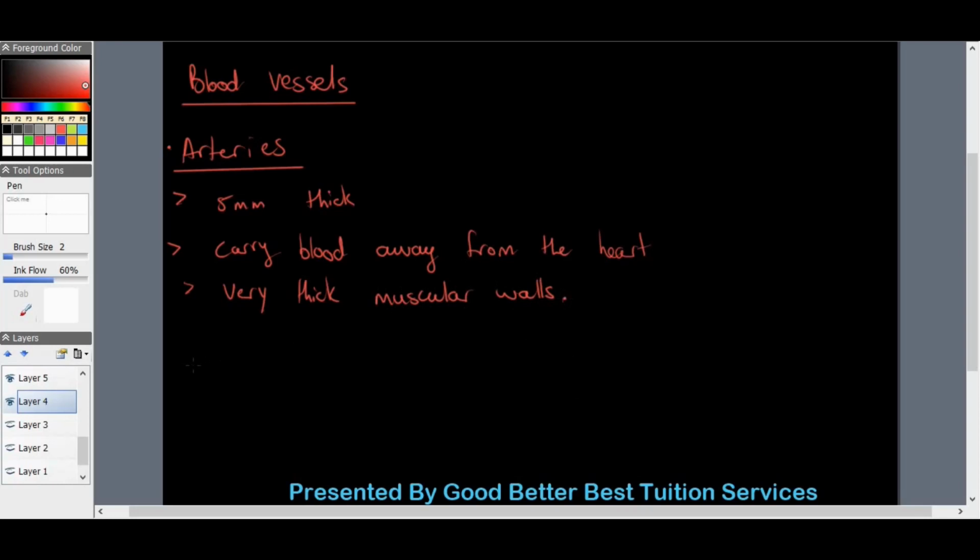And then, of course, veins. We have veins as well. Now veins are also about 5 millimeters. And veins carry blood towards the heart, but they have much thinner walls compared to the arteries.